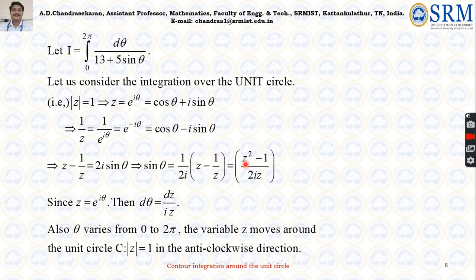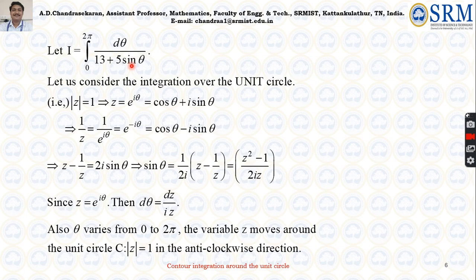Otherwise, (z squared minus 1) by 2iz. Now since z equals e to the power i theta, differentiating with respect to theta, we get d theta equals dz by iz. Also theta varies from 0 to 2 pi, since the variable moves around the unit circle, mod z equals 1, in the anti-clockwise direction. Got it? Now let us substitute the d theta value and sin theta value in the given I.